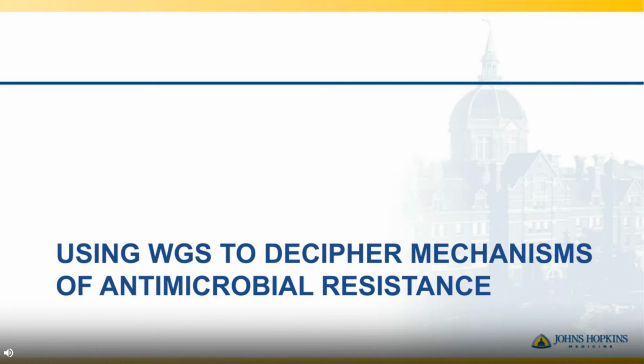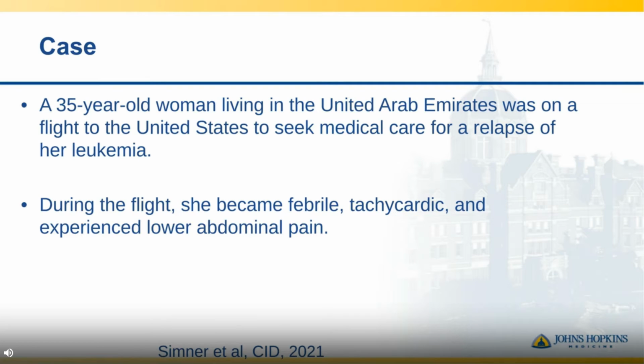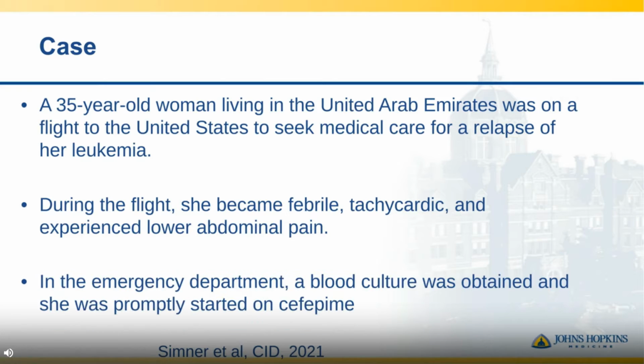So the first item we're going to address is using whole genome sequencing to decipher mechanisms of antimicrobial resistance. And to do this, we're going to do it through a case presentation. This is a 35-year-old woman living in the United Arab Emirates who was on a flight to the United States to seek medical care for a relapse of her leukemia. During the flight, she became febrile, tachycardic, and experienced lower abdominal pain. In the emergency department, a blood culture was obtained and she was promptly started on cefepime.